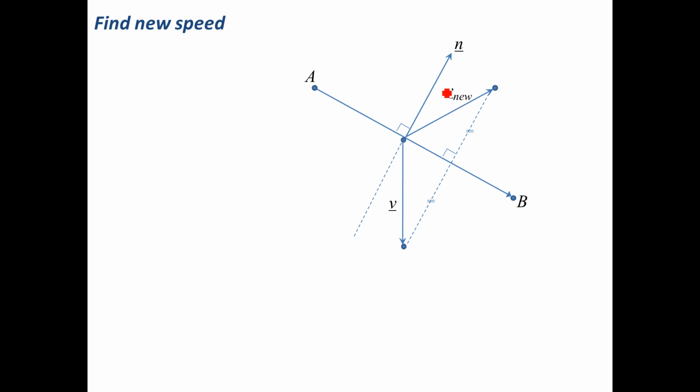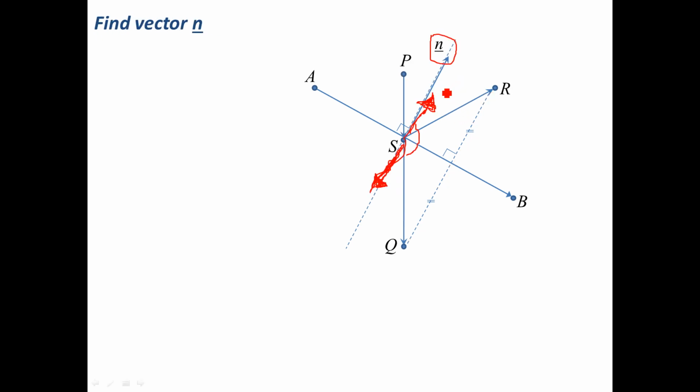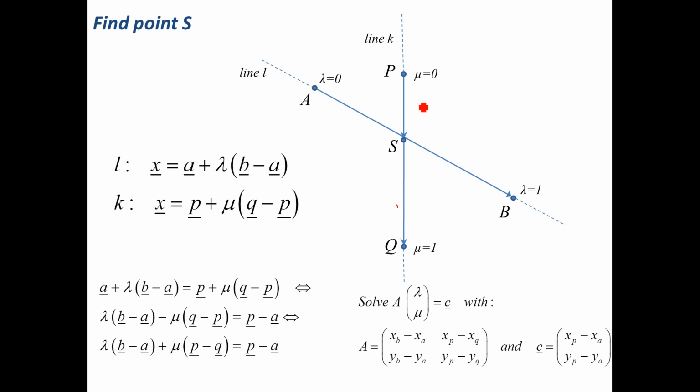If there's no bounce, so if lambda or mu is outside the range 0 to 1, this means that there is no bounce, and then we simply return the original Q as the new position and the original speed as the new speed, and we return a bounce switch which is false.